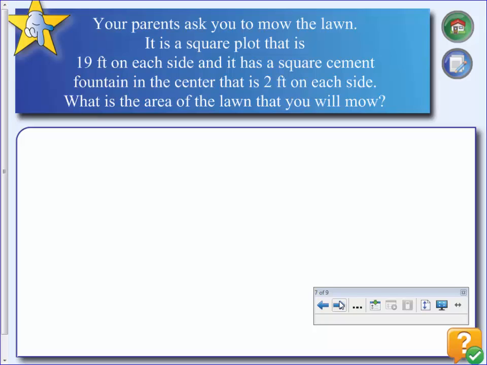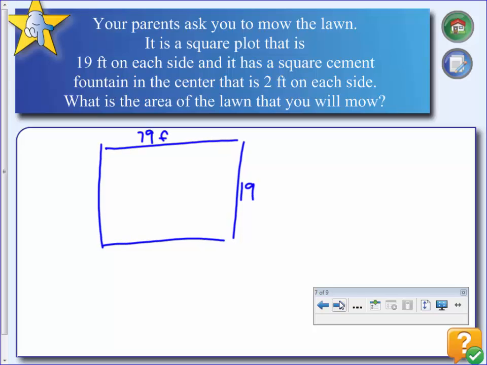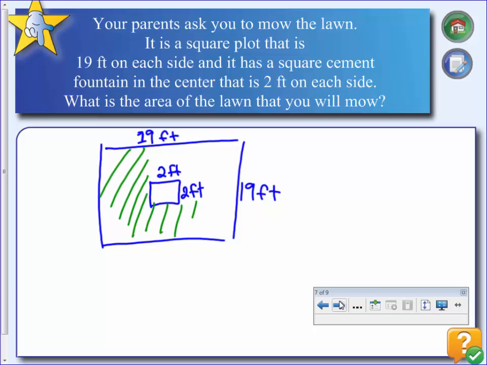So go ahead and pause it, draw yourself a picture, see if you can figure out what the answer is going to be and how to get there. All right, here's my picture. I've got my square lawn, 19 feet by 19 feet. And there's a cement square in the middle, 2 feet by 2 feet. I'm only going to mow the grass in this area. I'm shading in green.